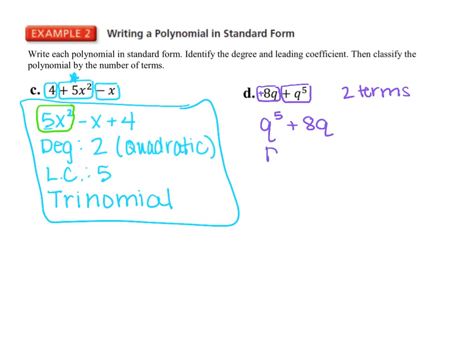Now the degree, leading coefficient, and type. Right? My degree, the highest exponent that was in any one term, was to the 5th power. My leading coefficient, right, is there's that invisible 1 in the front again. So if there's no number there, I put a 1. And finally, if there were 2 terms, right, a bicycle had 2 wheels, we called this a binomial.